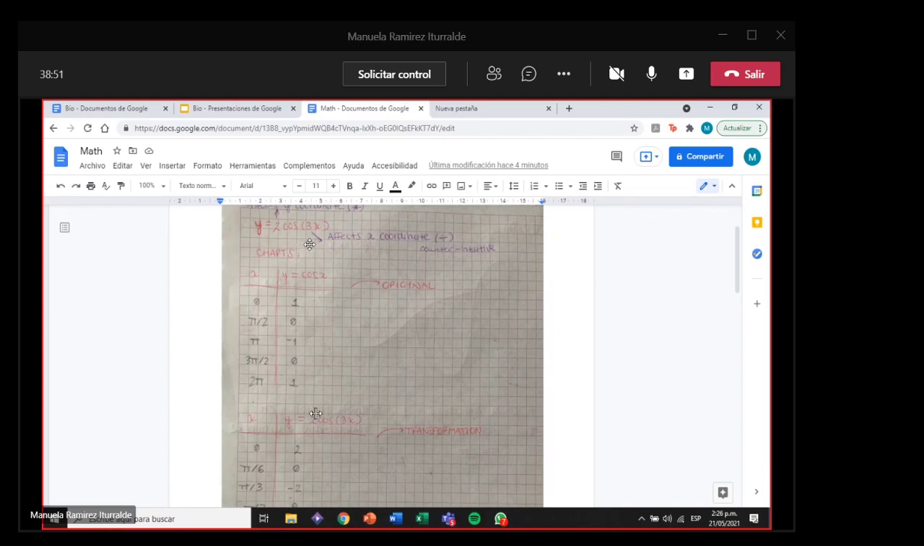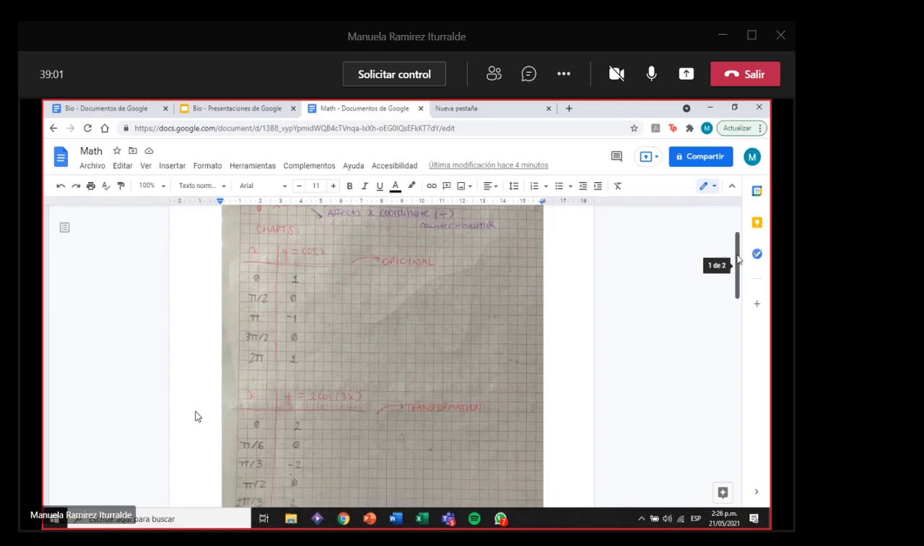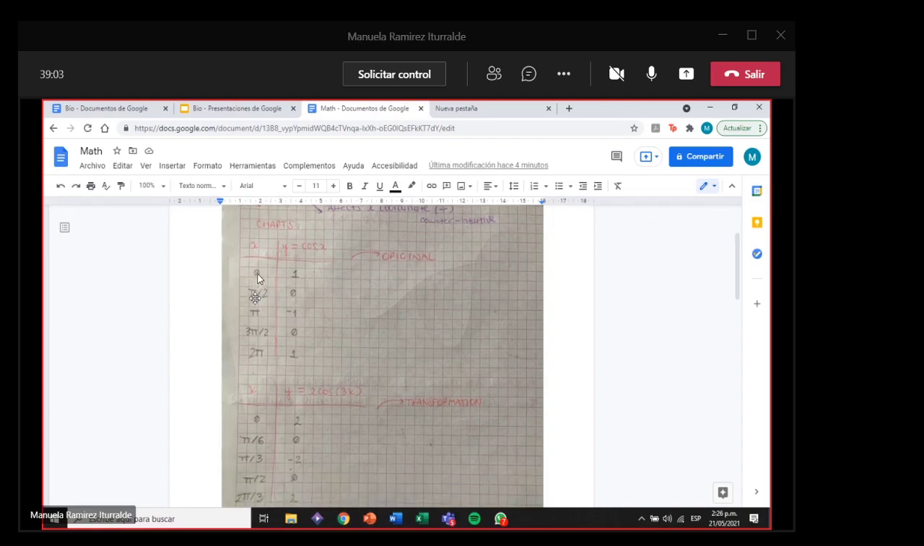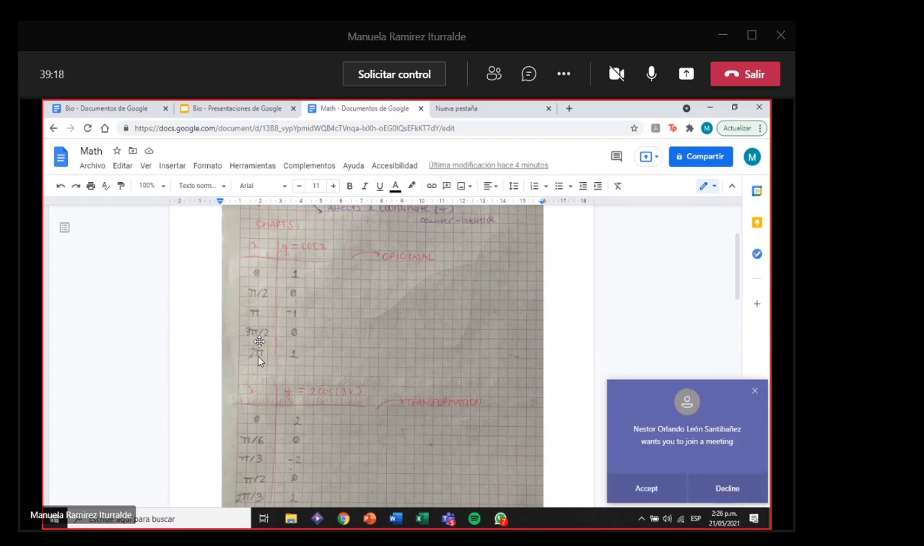And with the x, or omega, it affects the x coordinate, but it's counterintuitive. So we don't multiply, but we divide. So a normal cosine function would be: if x is 0, then y is 1. If x is pi divided by 2, y is 0. If x is pi, y is negative 1. If x is 3 pi divided by 2, y equals 0. And if x is 2 pi, y equals 1.